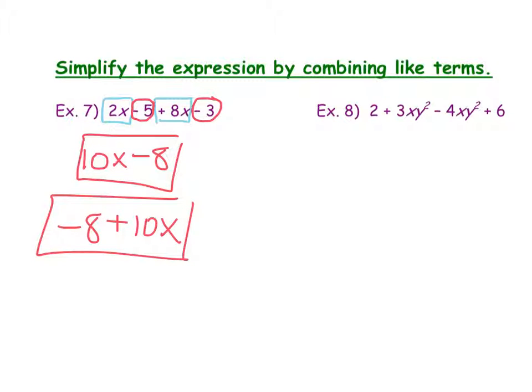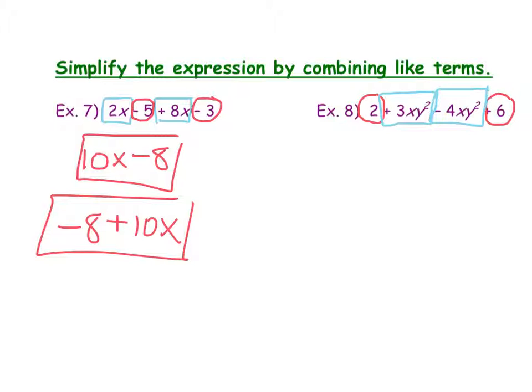All right, let's look at example 8, our last example. I'm going to circle the constants that are alike. I have a positive 2 here, and then I have a positive 6 there. So if I add those together, I would get 10, and then I'm going to get a different color. And I'm going to put a box around the xy squared. Notice that I have a positive 3xy squared, and I have a negative 4xy squared.